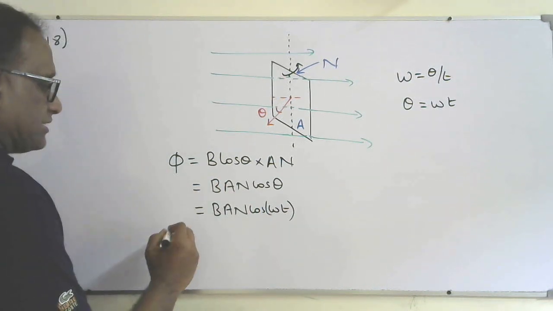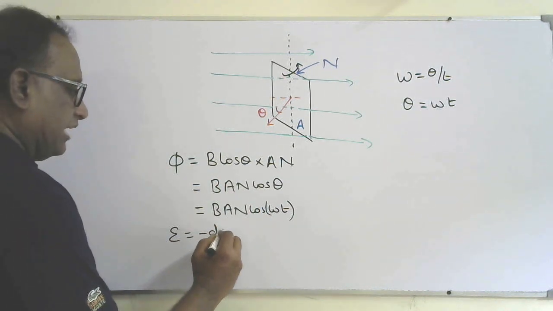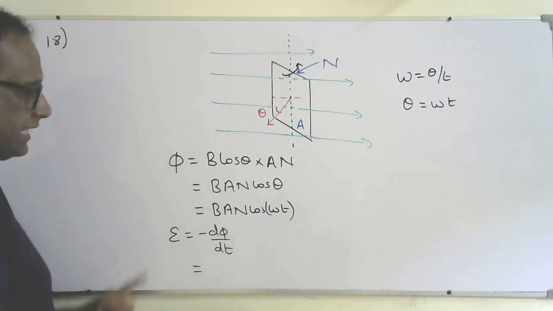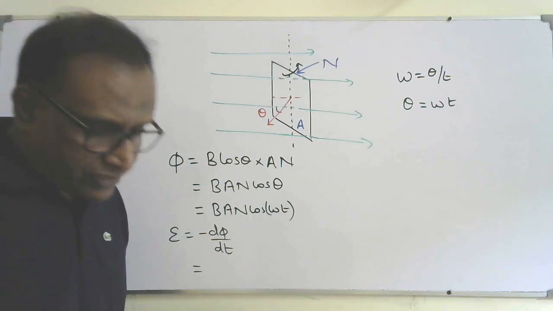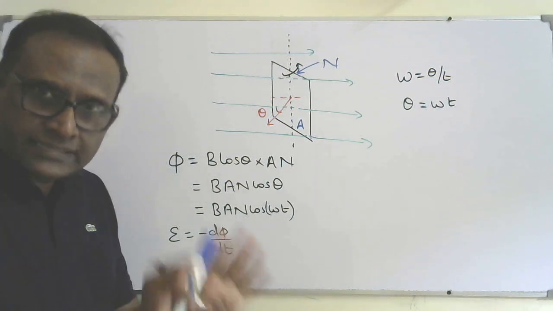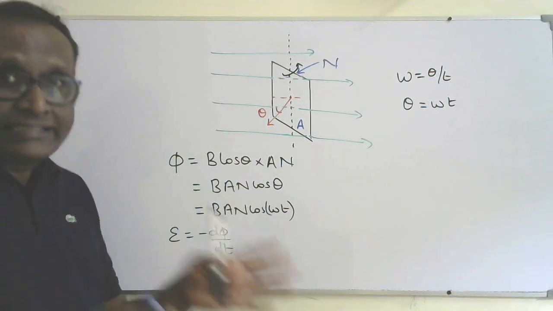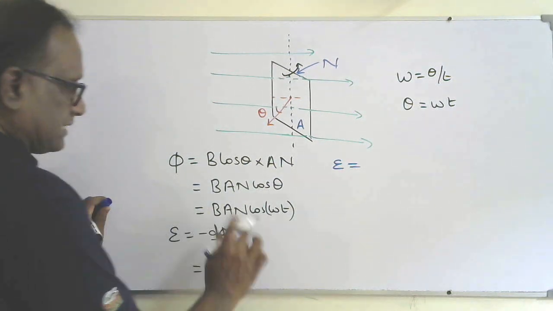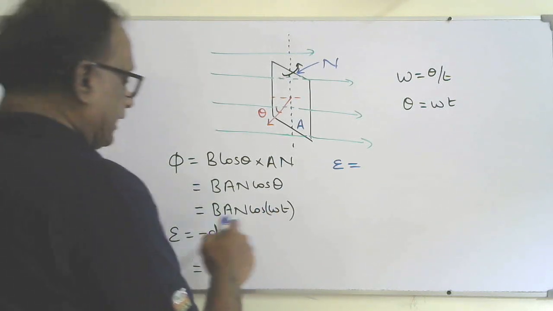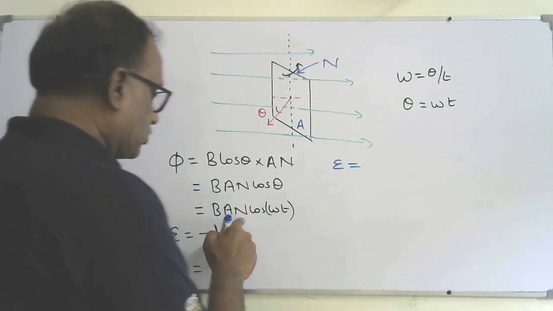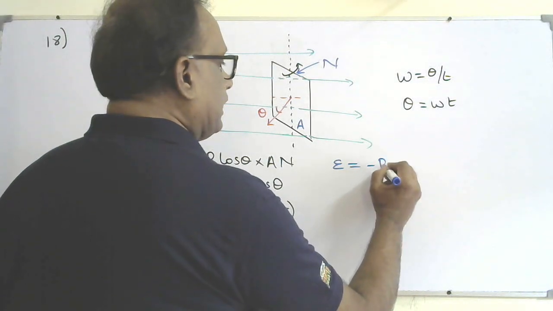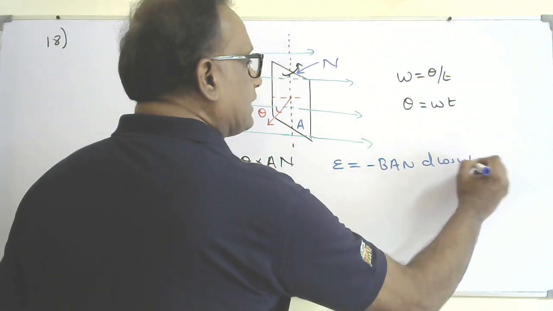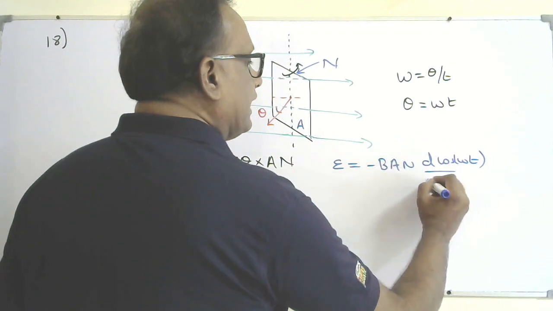So induced EMF is given by minus d phi by dt. That means differentiate this one. So if you differentiate this with respect to time, you know the differentiation. Those who are doing maths, don't worry, not in the syllabus. I'm just doing it for students who are interested. So induced EMF is given by E is equal to, differentiate this equation, BAN cos omega t. B is constant, A is constant, N is constant. So I can say minus BAN d cos omega t over dt.